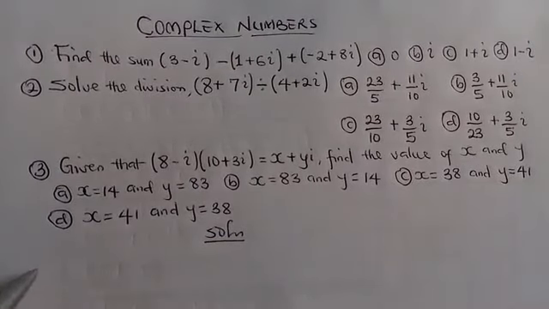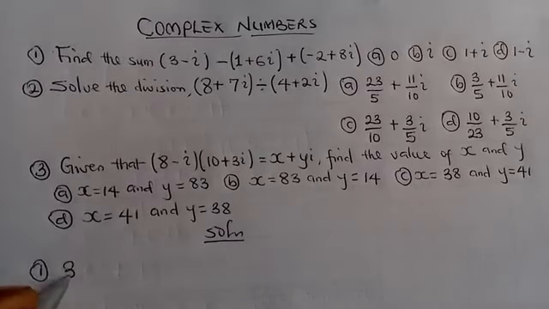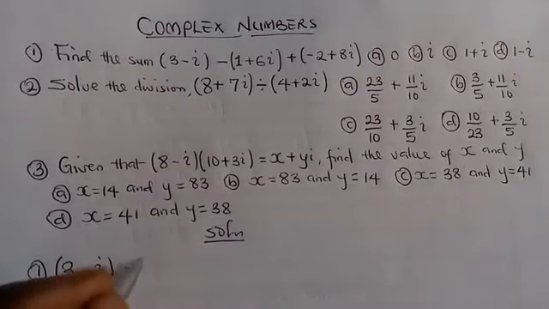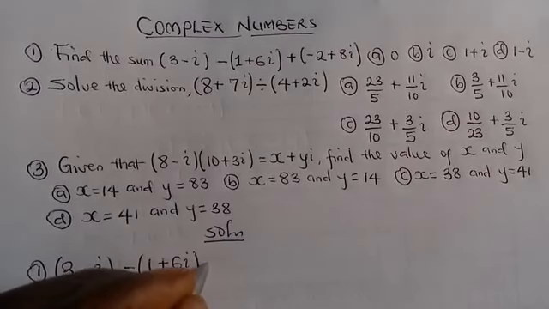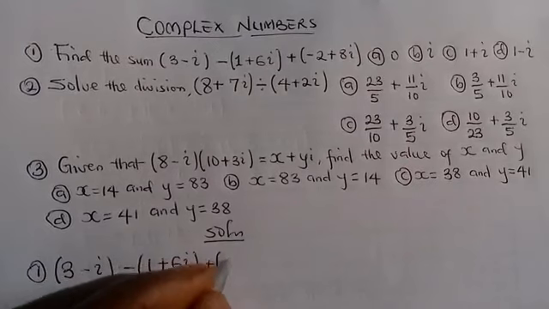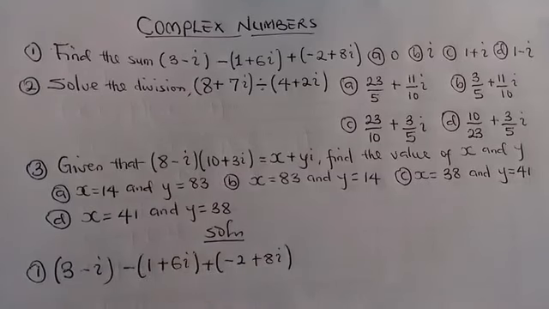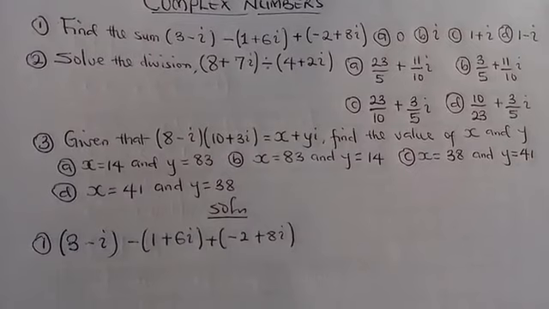For the first one, we have 3 minus i, minus 1 plus 6i, plus minus 2 plus 8i. So the first thing to do is to open this bracket.